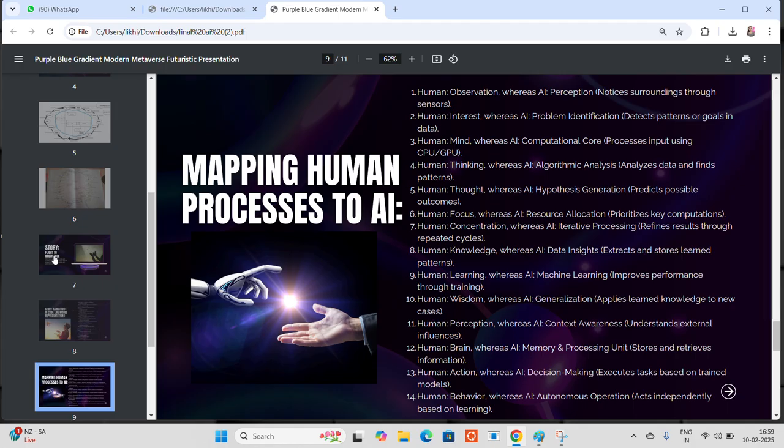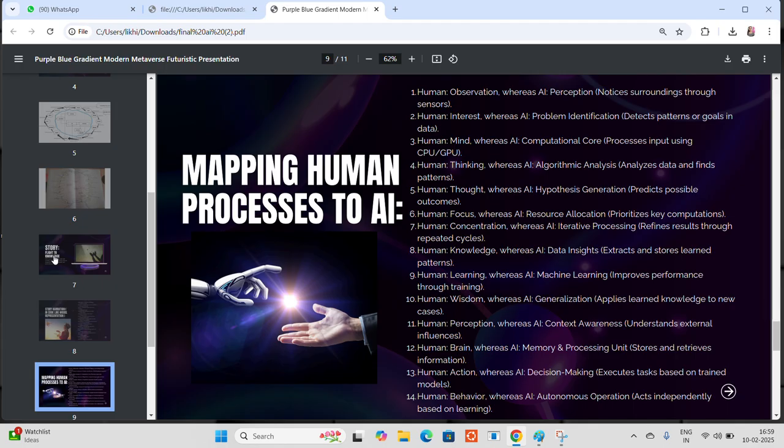Observation. Humans will observe. AI will perceive, meaning AI will perceive the environment through sensors. We just observe with our eyes; it will observe with the sensors. Next, coming to interest. Humans will show interest, and AI will be focusing on problem identification. Means AI identifies a goal or problem based on the input data. Whatever data we input, it will focus.